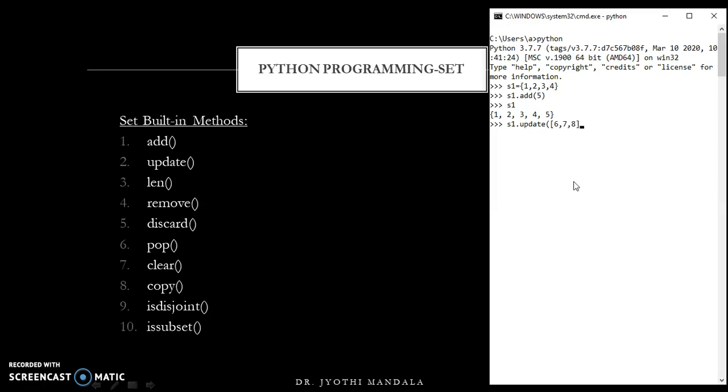Suppose I want to add 3 values to this. So you need to write like this. If I try to display S1, observe here 6, 7, 8 has been added. So add is used to add one value, update is used to add multiple values.